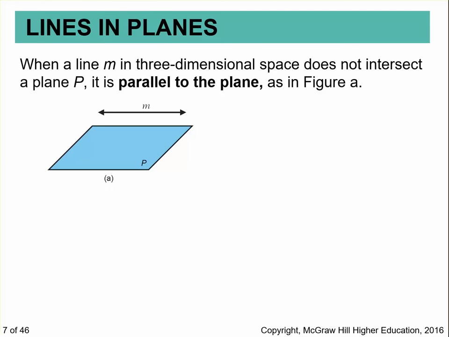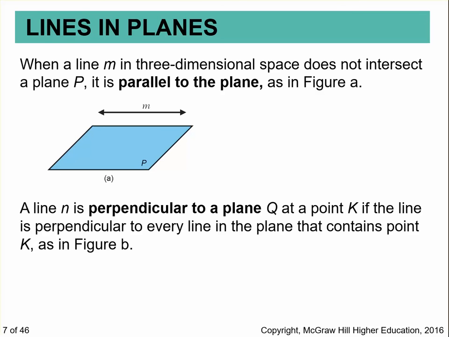All right, so you have three dimensions. When the line M in three-dimensional space does not intersect a plane, it is parallel to the plane. So it's just like floating above, okay, like in figure A. Then when a line N is perpendicular to a plane at a point, so a line comes through a plane, it is perpendicular at a particular point, like in figure B.